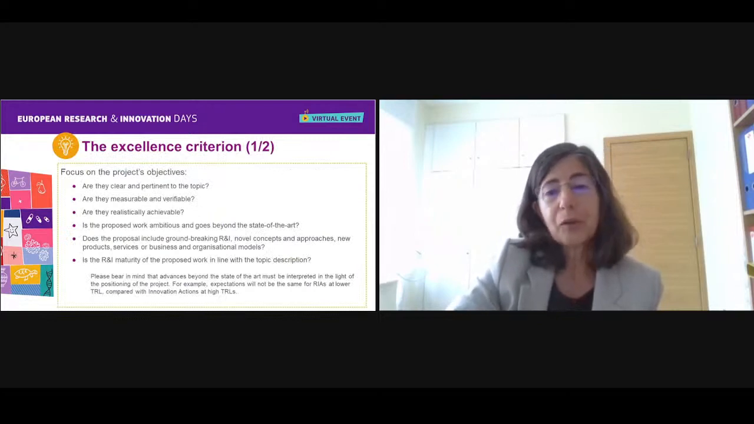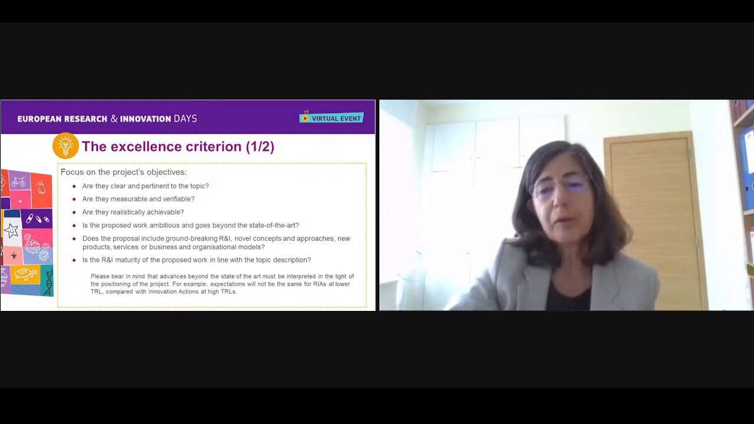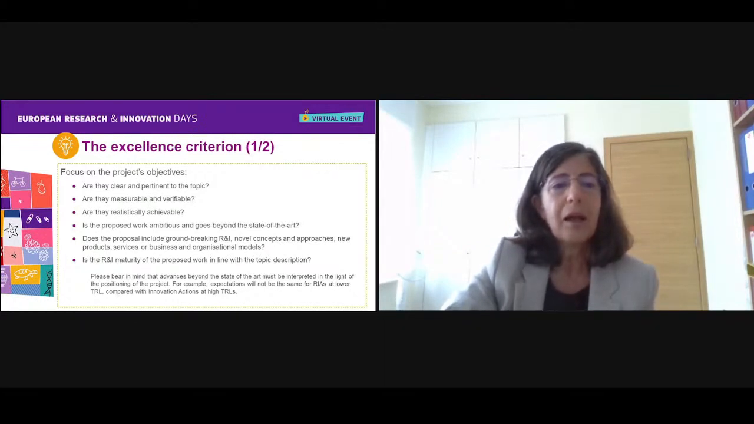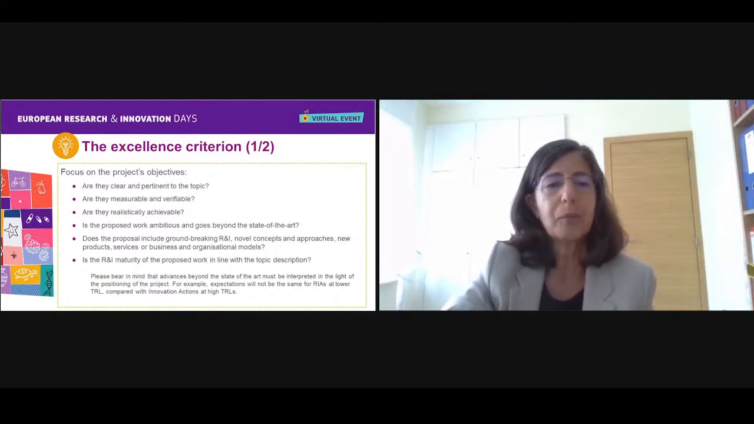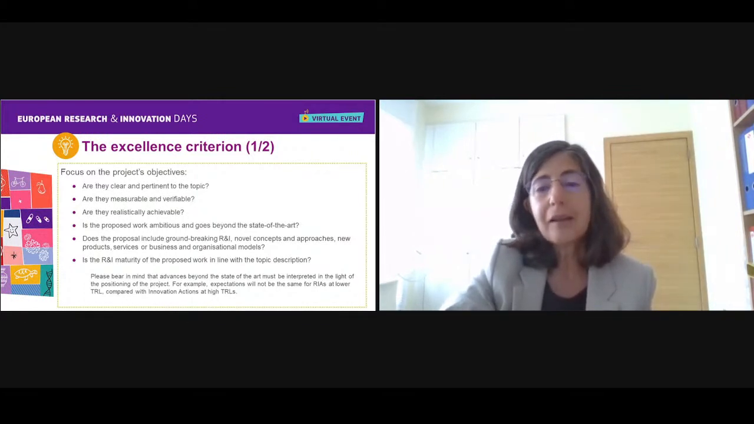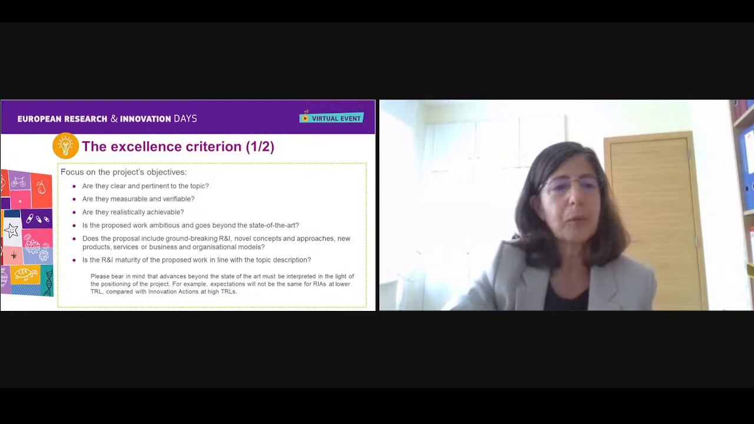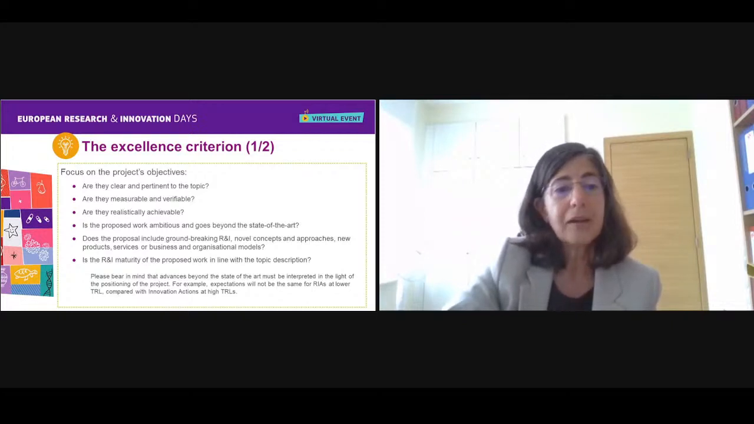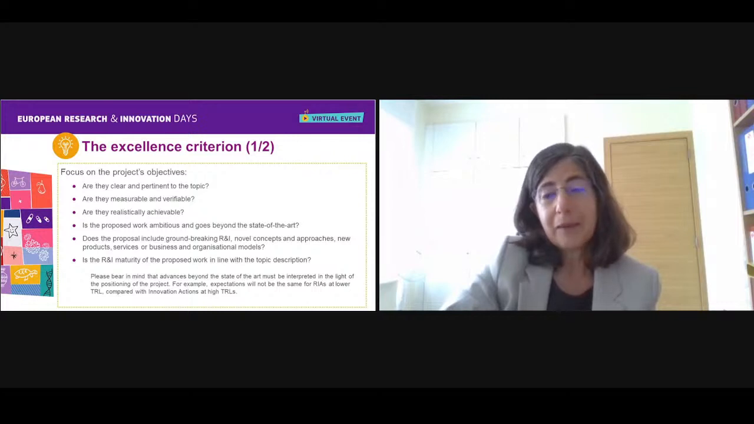So for the excellence criterion, I will be very brief, but we will ask our experts to assess the project objectives and the scientific methodology. These are the two main aspects that the experts will assess in the excellence criterion. And when we brief the experts on how to assess the project objectives, we are asking them to answer for every particular proposal whether the proposal includes clear and pertinent objectives to the topic, whether the objectives are measurable and verifiable, whether the objectives are realistically achievable.